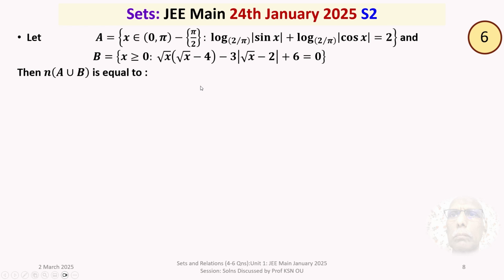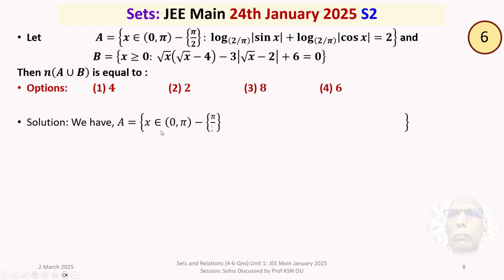Right. It's a good question. Now we are given 4 options. Now let's discuss the solution of the problem in detail. We first take A. So A is the set of all x belonging to the open interval (0, pi) other than pi by 2.